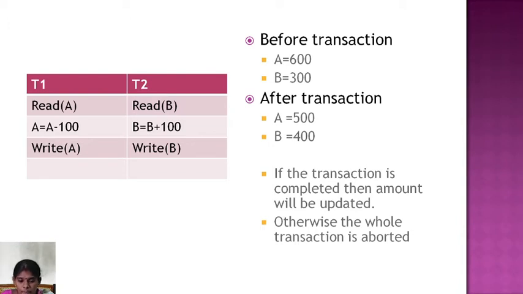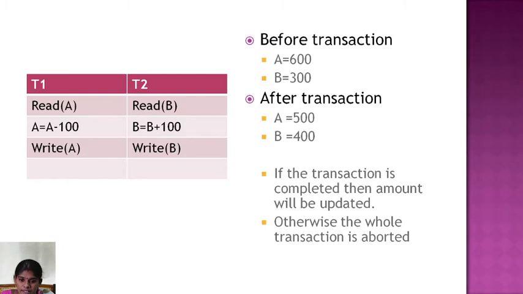Actually transaction T1 performs the A amount deduction, and transaction T2 performs the B amount deduction. So before the transactions the values are A equal to 600, B equal to 300. After these two transactions T1 and T2, I have to make the whole operation executed. When these two operations are executed, the A value is 500 and B equal to 400. If these two values are updated in the database, that is atomicity.